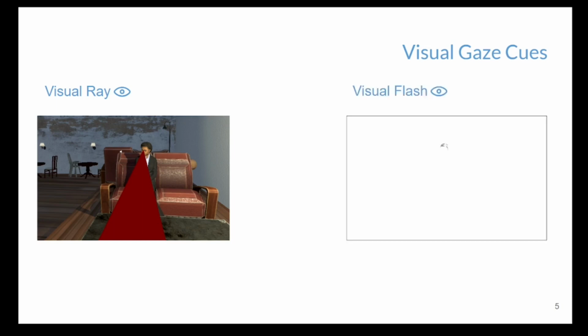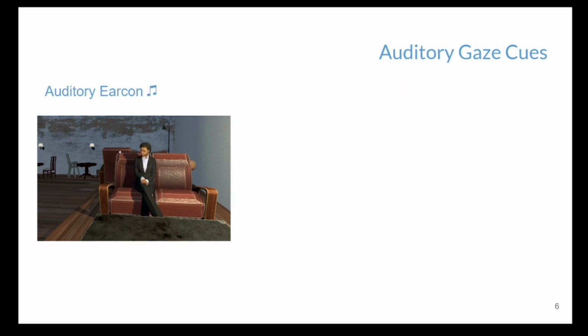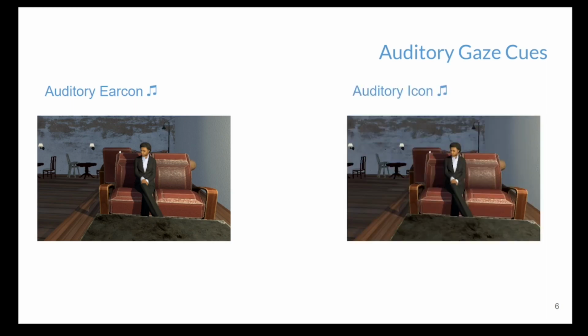On the right side, you see a picture of the visual flash gaze cue, where the entire scene is briefly illuminated with white light for approximately half a second. Here, you hear the auditory earcon. We used a single chime and played it twice. Here, you can hear the auditory icon, which consisted of 2 successive tones used to represent a typical blink from a cartoon movie. And for the tactile gaze cue, we used the HTC Vive controller, which vibrated twice in succession.